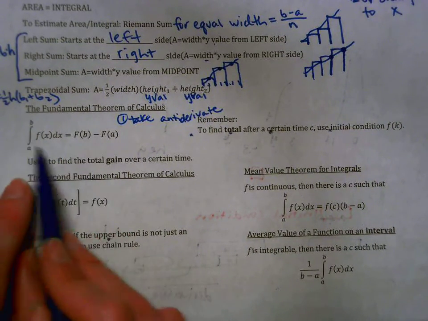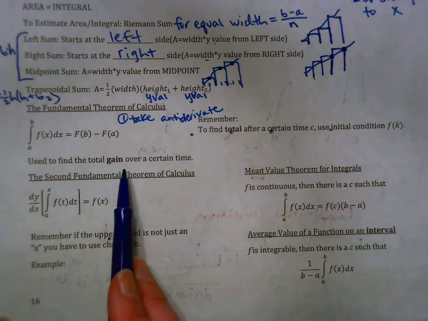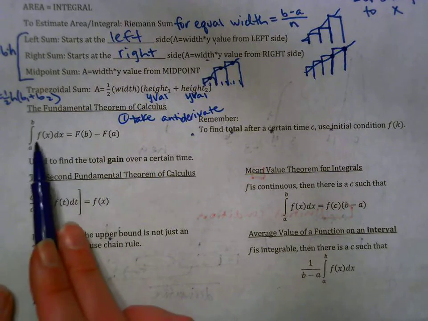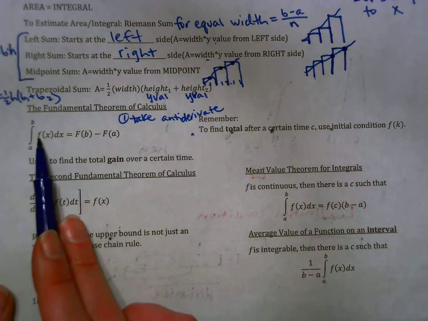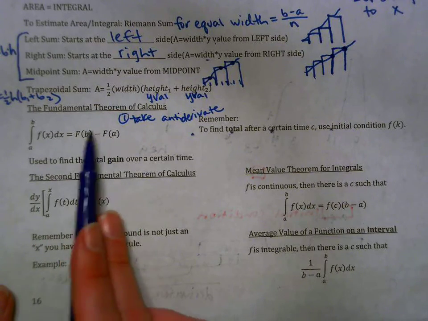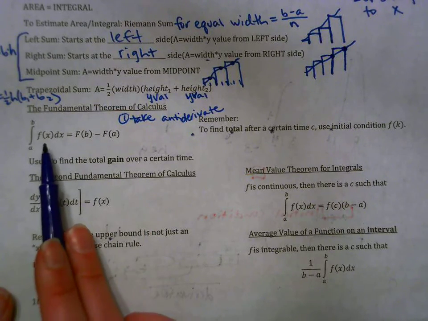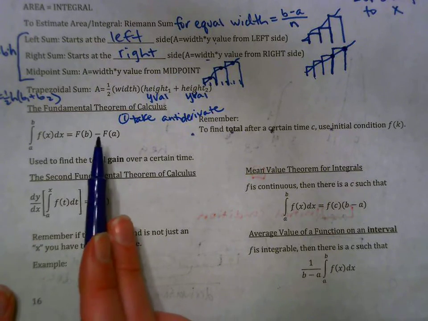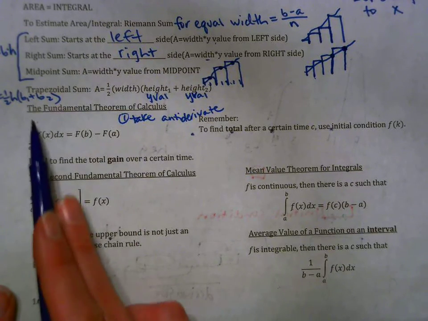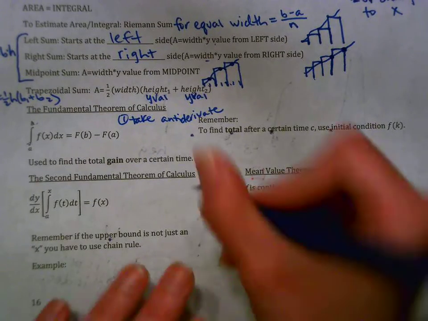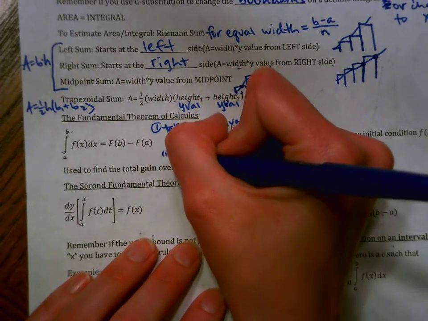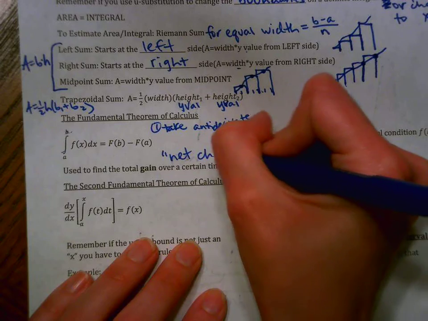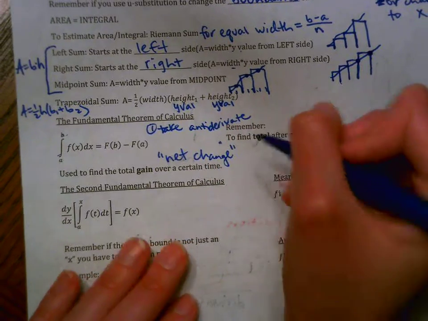And what does that give you? It gives you the total gain over a certain time. So like if you integrate, remember, gallons per hour, then this is the total gain of gallons. If you integrate miles per second, then this would give you the total amount of miles over this interval. Another word that's good to use is net change. It gives you the net change over the interval.